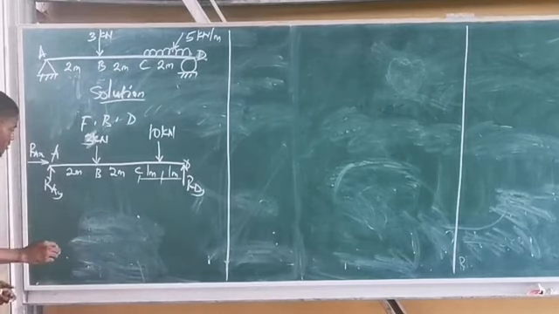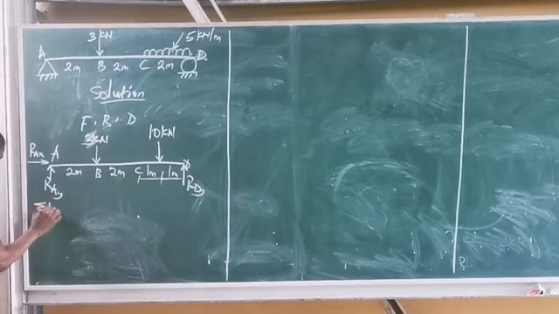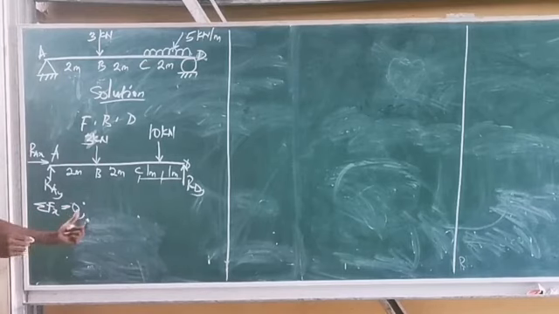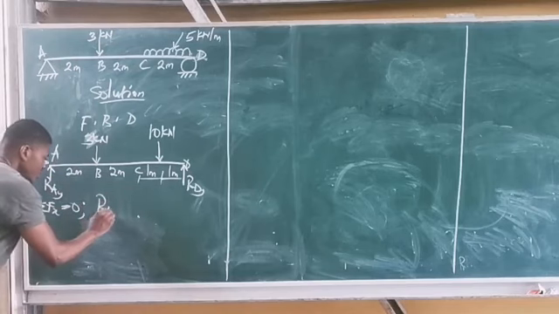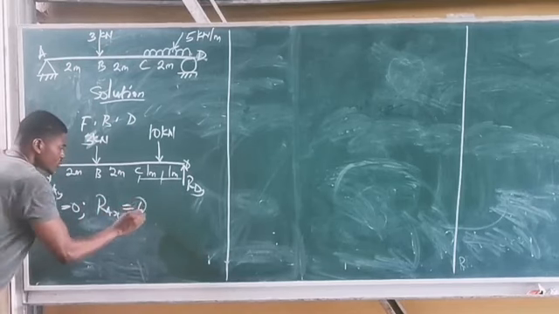From static equilibrium equation, summation Fx is equal to 0. So that simply means that all the forces in the x-axis is equal to 0. We have only RDX in the x direction. So RDX is equal to 0.